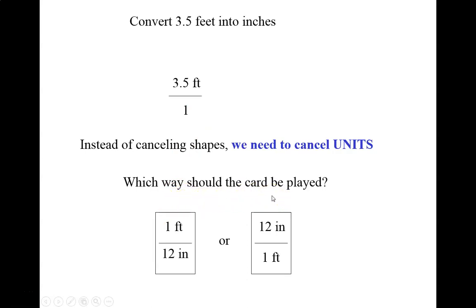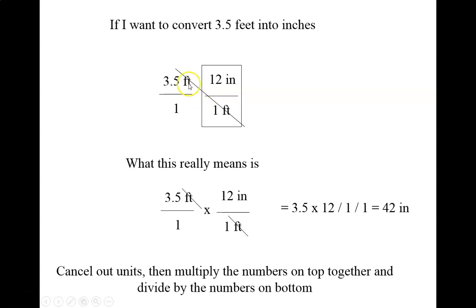If I want to cancel out the feet, I want to play it like on the right, because I want my feet to be on bottom to cancel out with my feet on top. And this is what it's really going to look like. So 3.5 feet, okay, feet cancel, and I multiply that by 12 inches, and we get 42 inches.